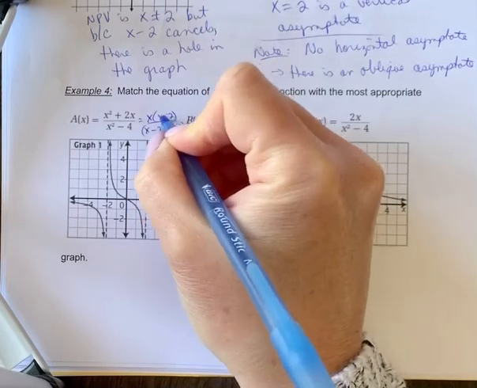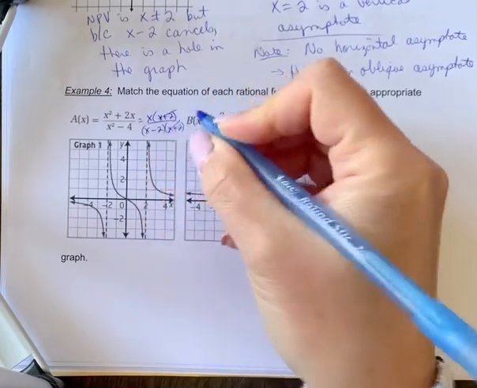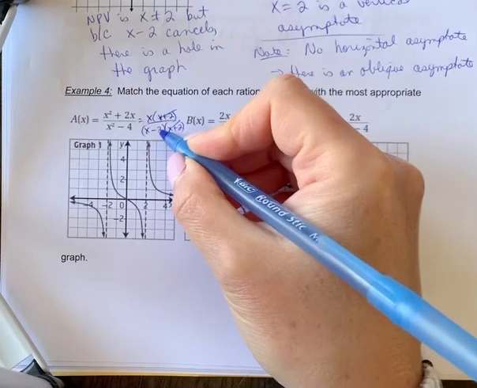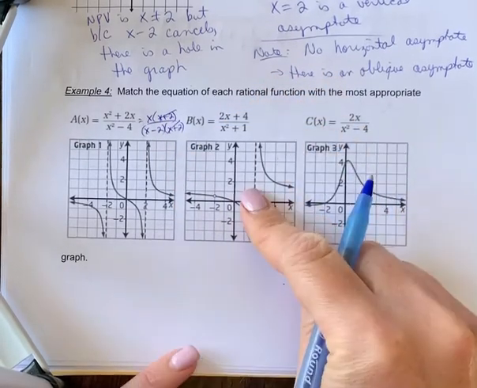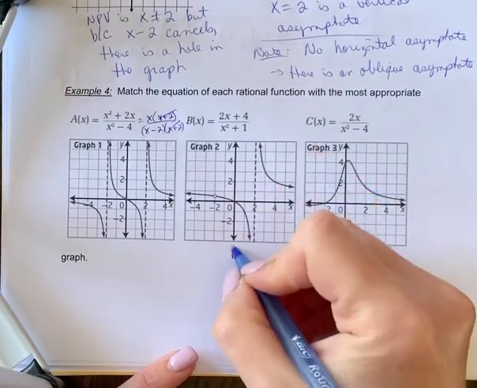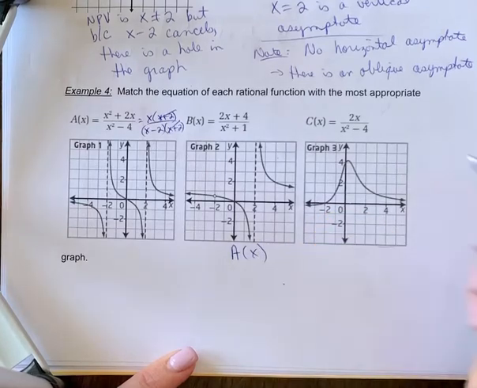I can see that x plus 2 cancels, which means I know there is a hole in the graph at -2 and a vertical asymptote at 2. So that's going to be right here. So this is going to be my graph of a of x.